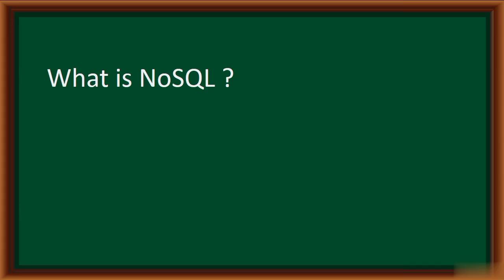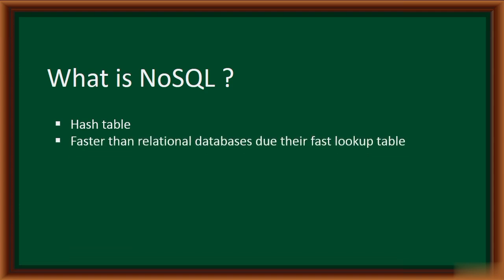What is NoSQL? Basically, a NoSQL database is a kind of hash table. A hash table is a data structure used to implement a type of associative array, which is a structure that can map keys to values. NoSQL databases are faster than a traditional database due to their fast lookup tables. So they have fast lookup, and they're much faster than a traditional relational database.